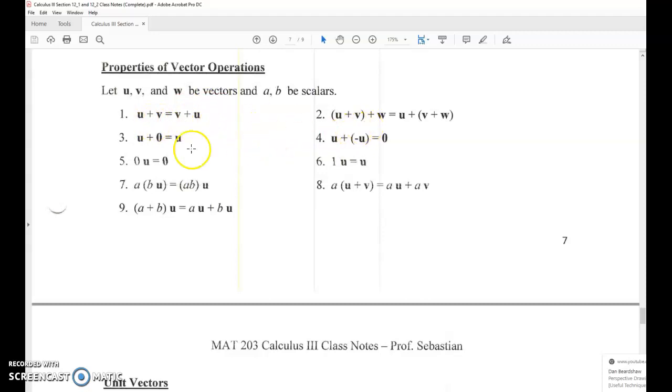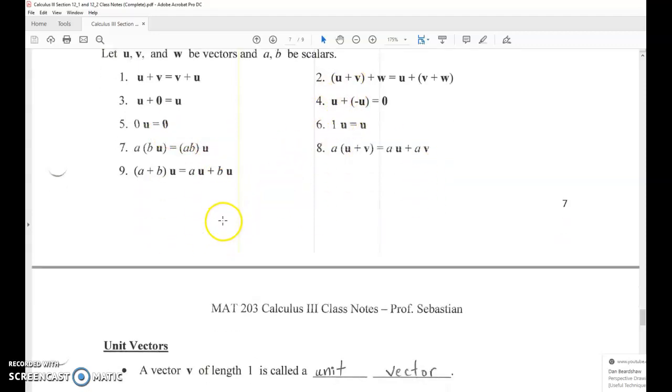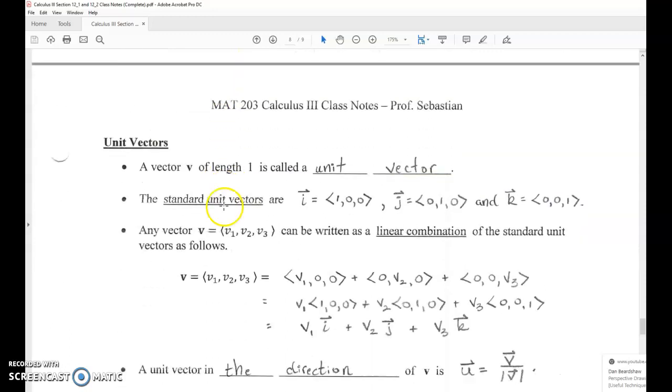And anyways, you can go through all these. Adding u plus the 0 vector will just give me u back. Taking the scalar 0 times the vector u will give me the 0 vector, right? You're going to bring the 0 in and multiply it times each component of the vector, so you get the 0 vector, etc., etc. Just read through those, make sure that those make sense to you. I think they're pretty easy to see.